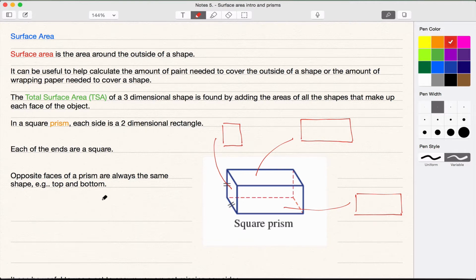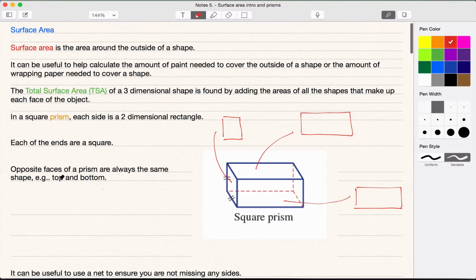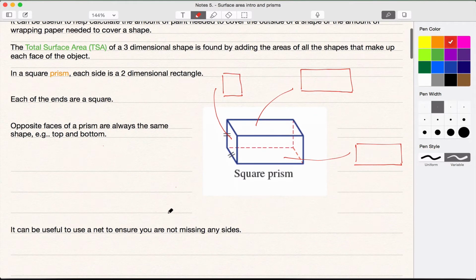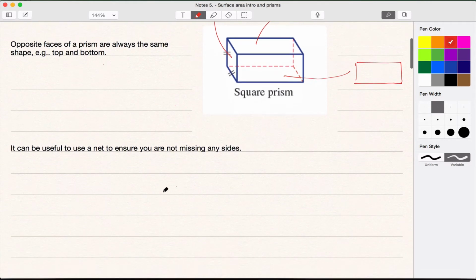Something interesting that happens when we look at the faces on a prism, and it's interesting to note here, is that opposite faces are always the same shape. So if you look at the top here that I've drawn up here, and imagine the very bottom of a cube, then they're going to be the same shape. If you look at the left hand side and the right hand side, they're both going to be squares.